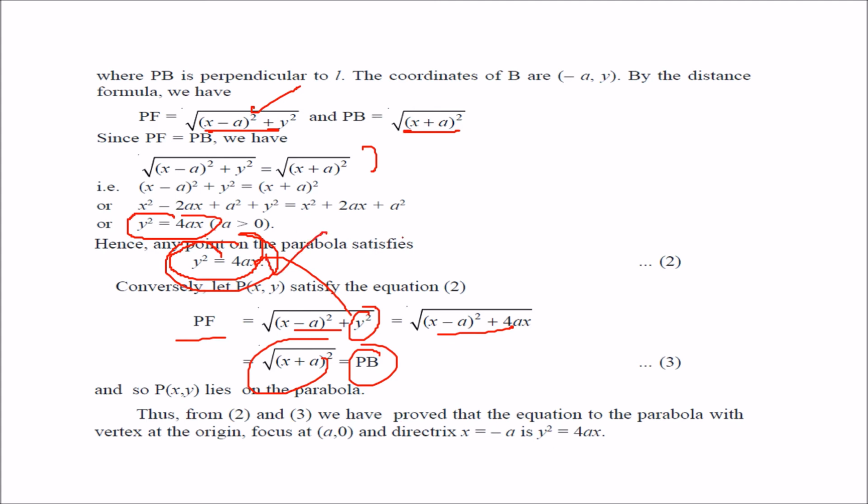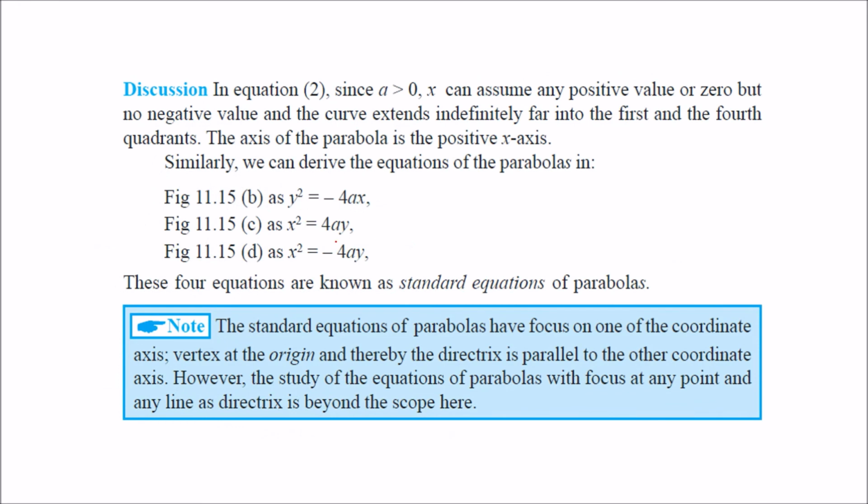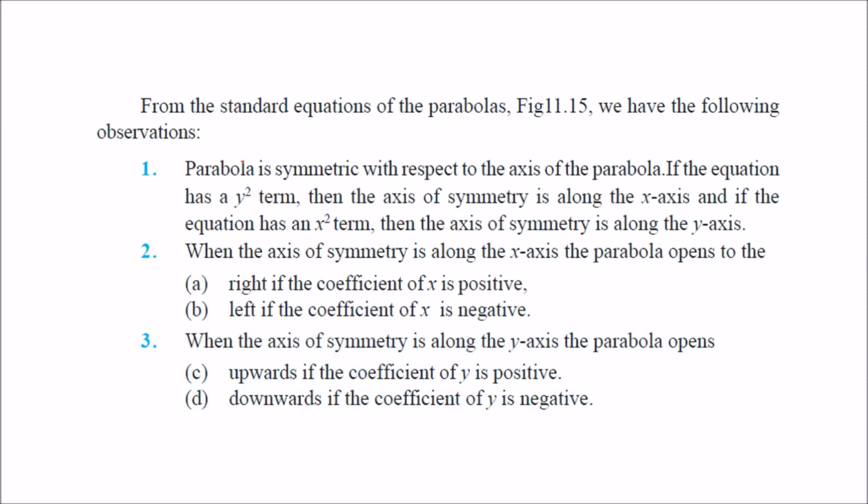You have to see where to use y square is equal to 4ax or x square is equal to 4ay. It totally depends on which quadrant or which direction it is. So there are 4 equations: y square is equal to 4ax, y square is equal to minus 4ax, x square is equal to 4ay, and x square is equal to minus 4ay. These are the standard equations of the parabola. What we have observed in the parabola, we are going to use directly in the questions. So let us understand these observations.